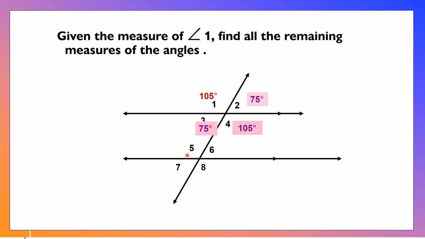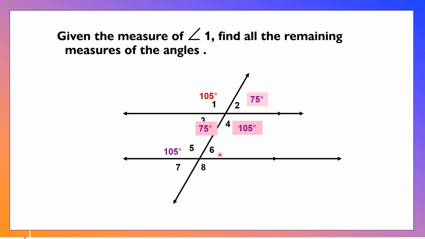Next, let's have angle 5. The measure of angle 5 now is equal to 105 degrees. Bakit 105 degrees? Kasi si angle 1 at angle 5 ay corresponding angles. Since corresponding angles sila, they are congruent.